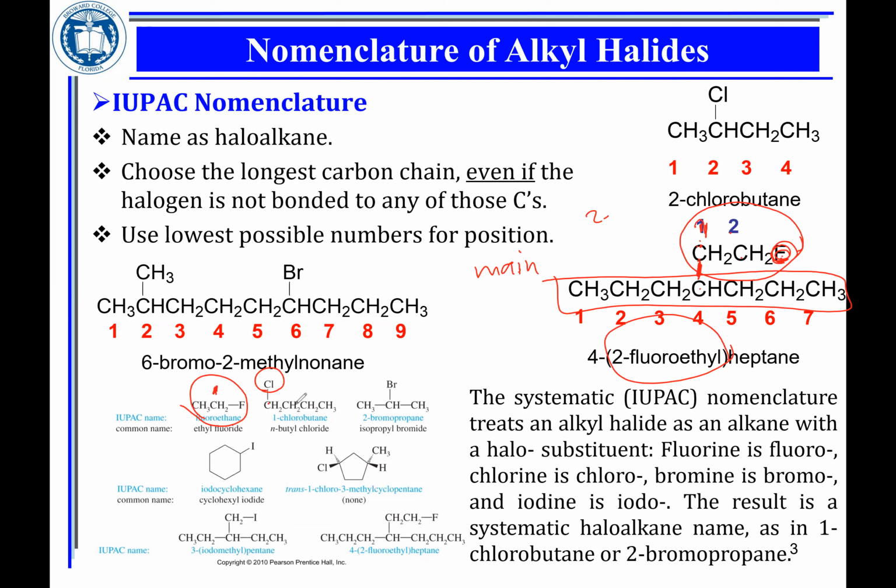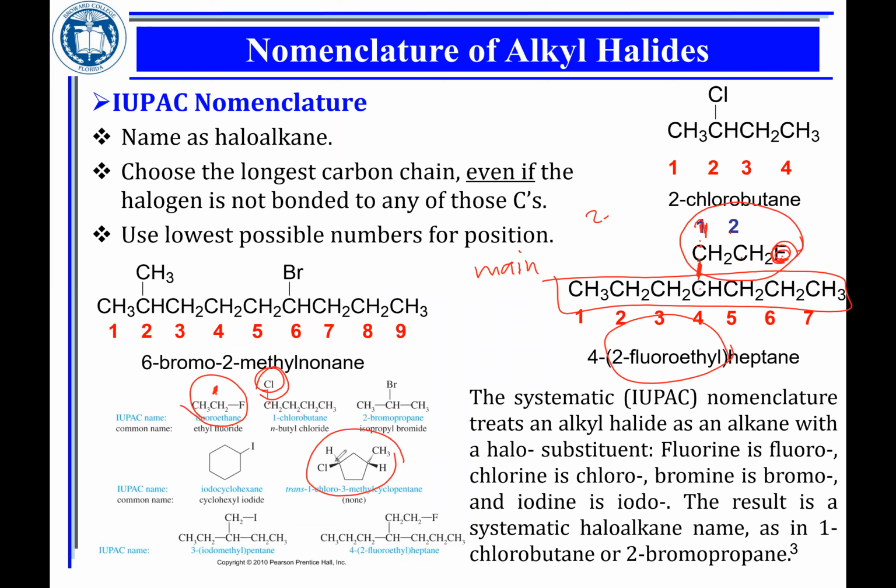But for more than 2 carbons, you have to give the location to the halide. So we have 4 carbons and chloro attached to carbon number 1. It would be 1-chlorobutane or 2-chloropropane.